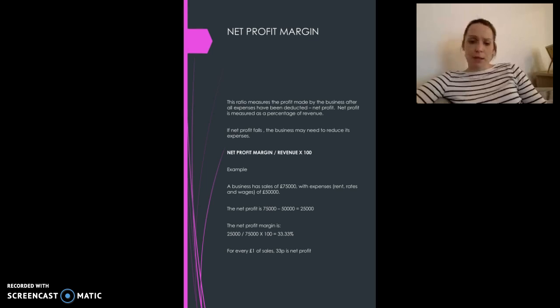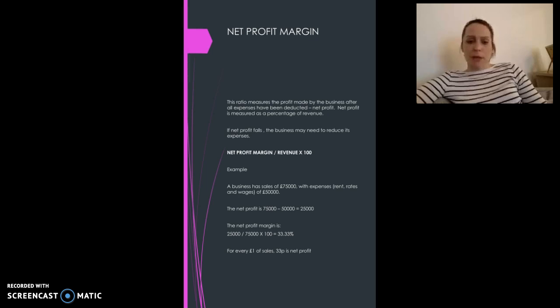So if we have a look at the example at the bottom, if a business has sales of 75,000 and its expenses, and we say, for example, their rent, rates and wages, as a very crude example, of £50,000, your net profit is 25,000. So in order to calculate your net profit, first of all, what you're going to have to do is minus one from the other.